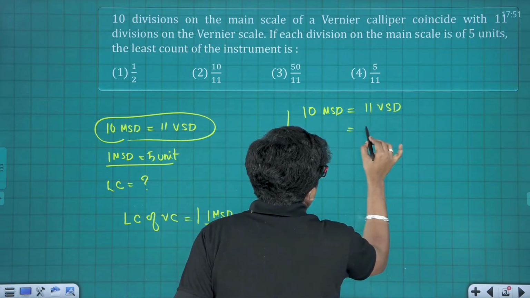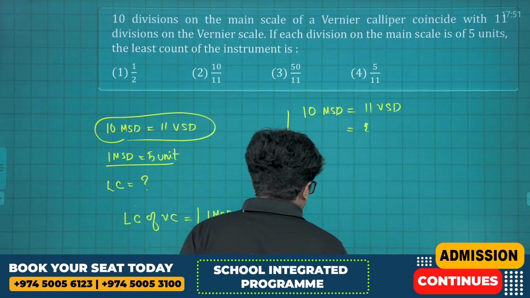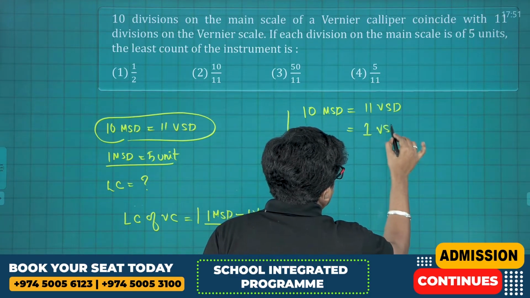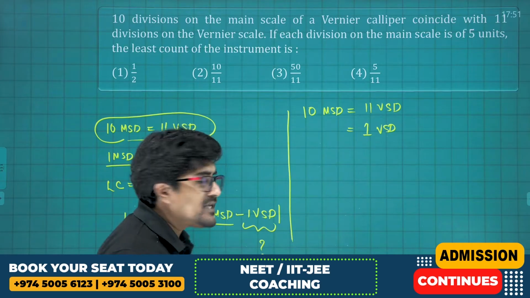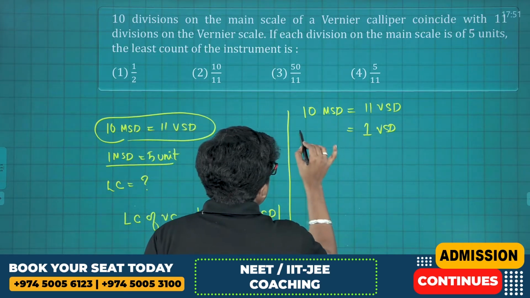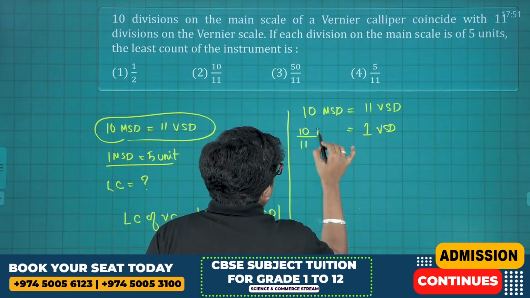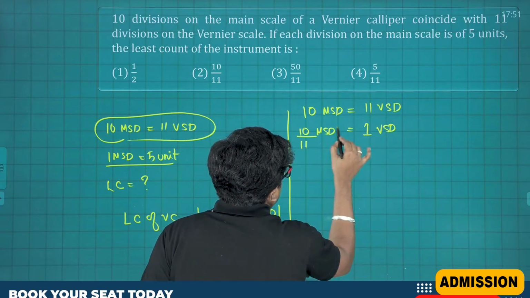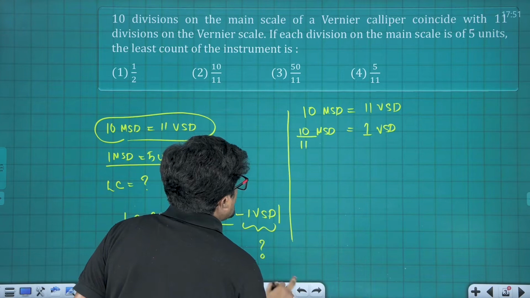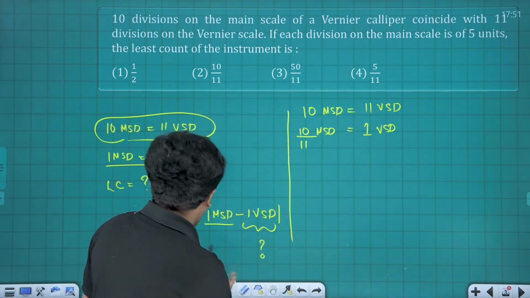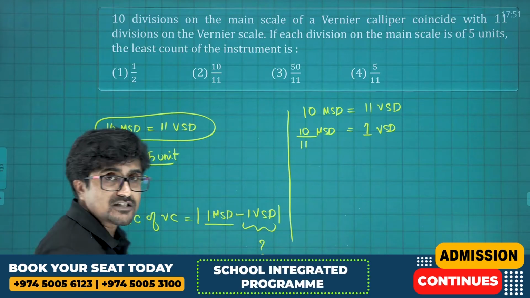Now my question is, what is going to be 1 vernier scale division? I repeat, what is 1 vernier scale division? So 1 vernier scale division is going to be 10 by 11 main scale division. It's going to be 10 by 11 MSD. Now I will come back to this particular expression.